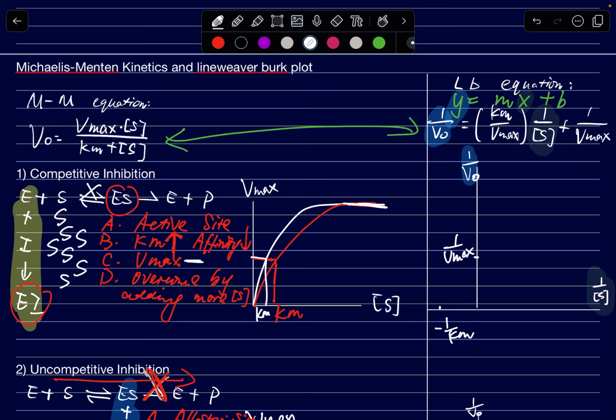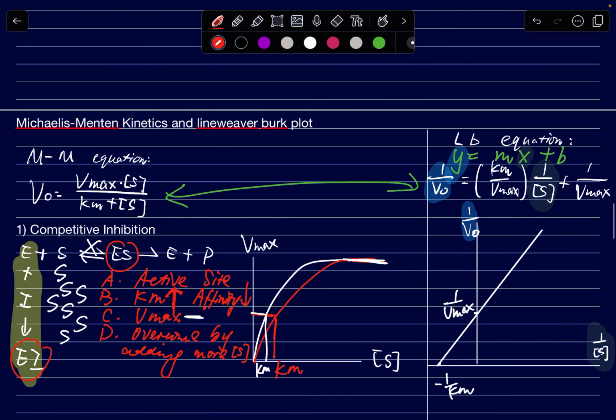So let's draw a graph without any inhibition, okay? So that's my graph without any inhibition, okay? Now let's talk about the case of competitive inhibition, okay? Let's see how competitive inhibition reflects on the Lineweaver-Burk plot, okay? As you know, my Vmax stays the same, right? So Vmax stays the same, which means 1 over Vmax will stay the same as well, right?